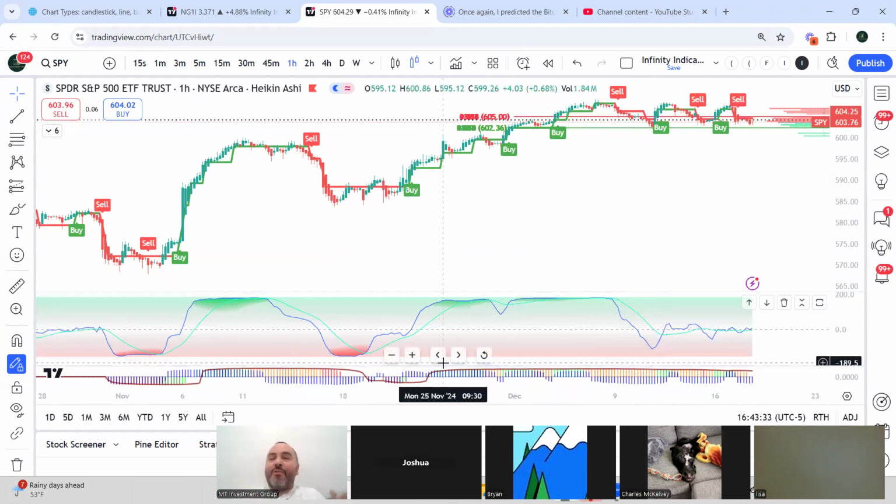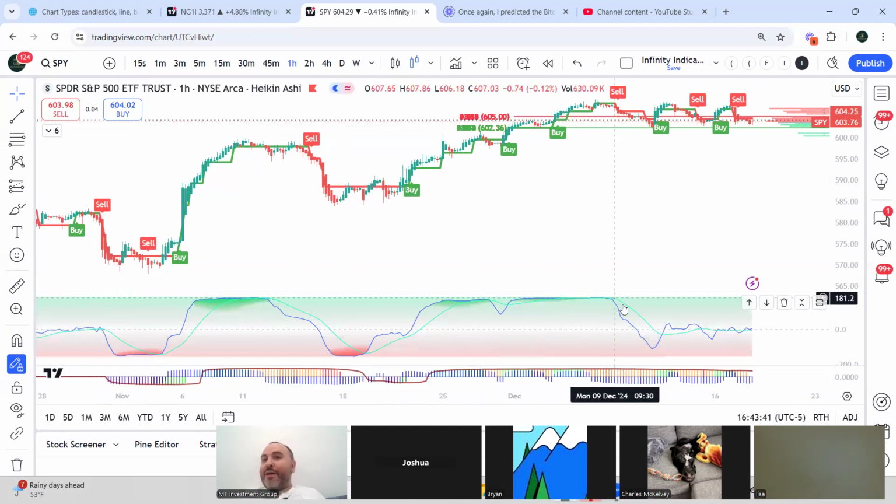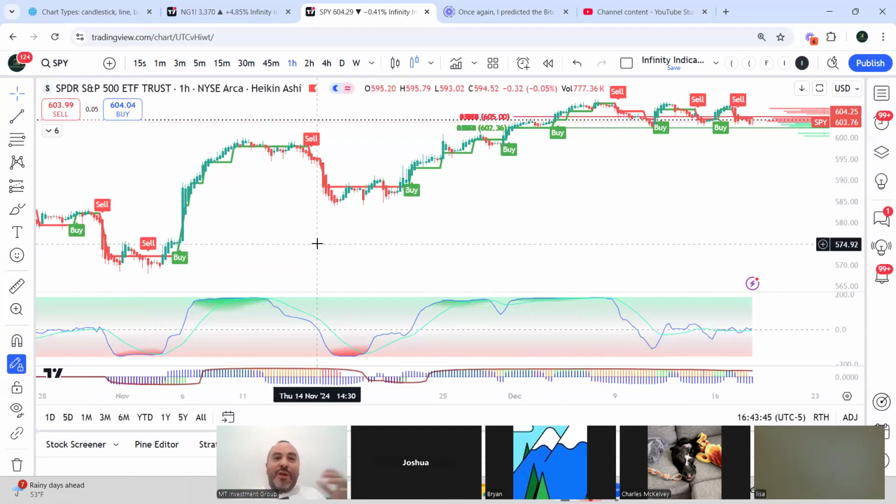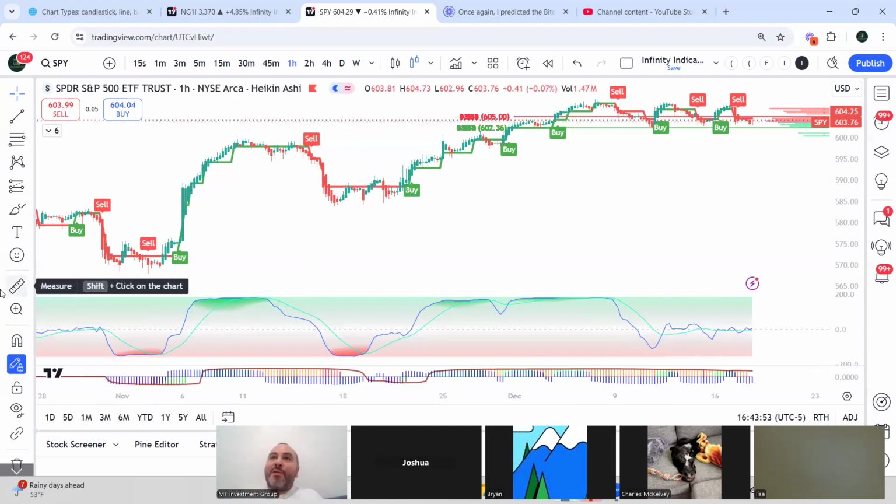That's why you never want to use any one indicator for anything. Even though it worked here, here, and here, it failed here, and then obviously worked again here. This is why when you integrate multiple indicators, you're setting up for high probability setups whenever you have multiple indicators greenlit.